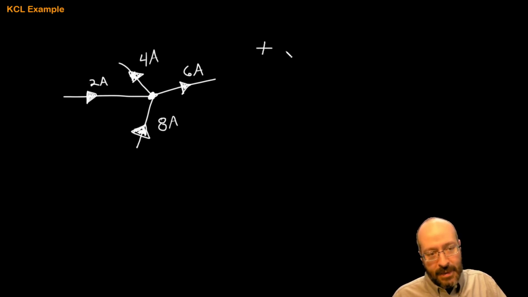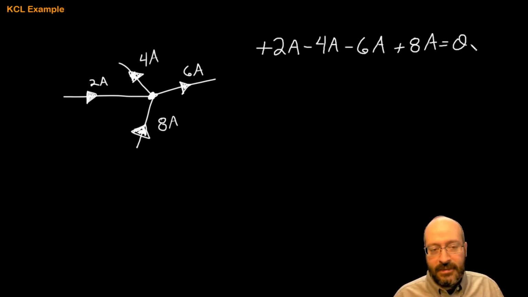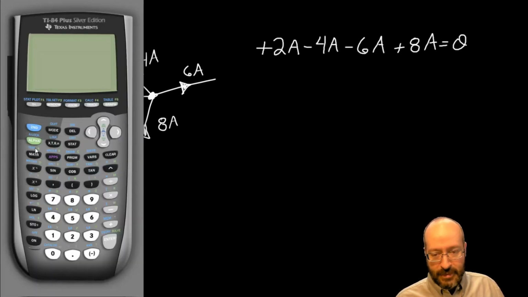It's going in. In my mind, that's a plus 2 amps. Okay, the 4 amps is leaving. Minus 4. 6 amps is leaving. Minus 6 amps. And the 8 amps is going in. Plus 8 amps. Okay, and that should all be equal to 0. That's how I would write the KCL for that free-floating space node. Okay, so 2 minus 4 minus 6 plus 8 does in fact equal 0.